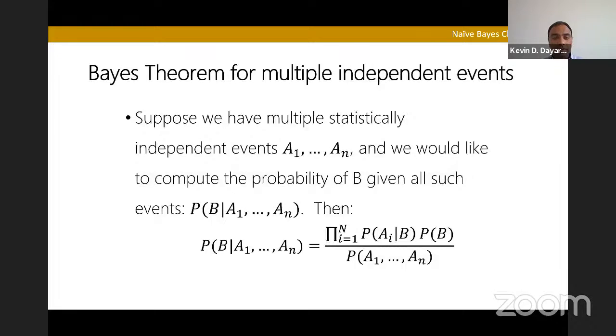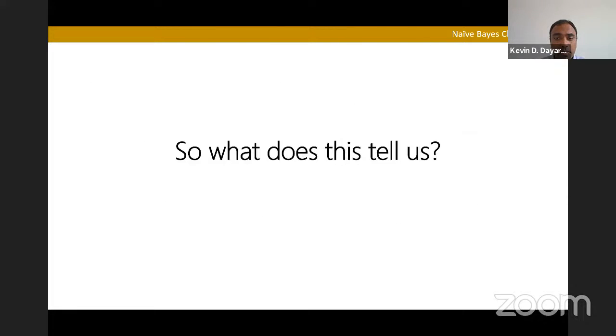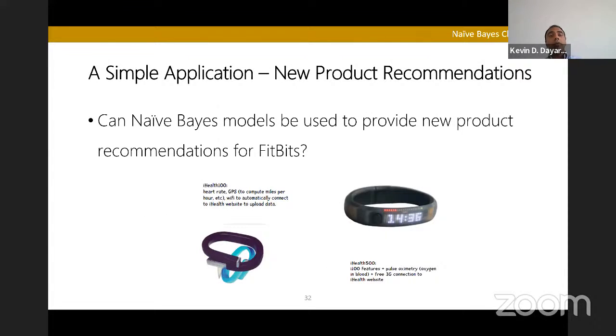Okay, we went through all of this. Here's a simple application. This is one of the applications I had alluded to earlier in the talk. Can naive Bayes be used to provide new product recommendations for Fitbits? This is an example from the ancient art of numerology. I-100 and I-500, these are different types of devices you could put on your wrist that measure stuff about your circulation in your heart and so forth.